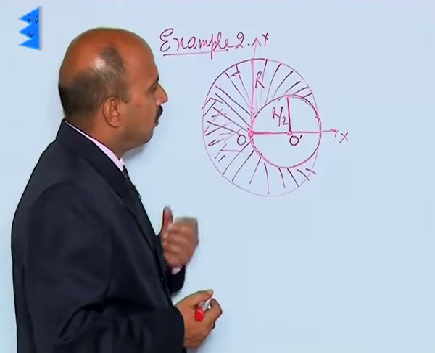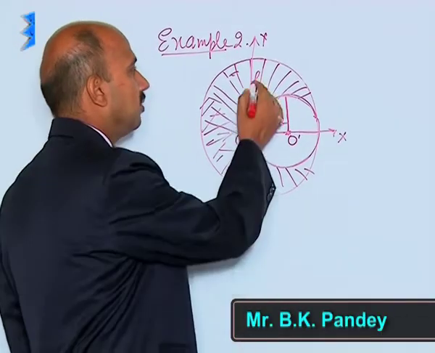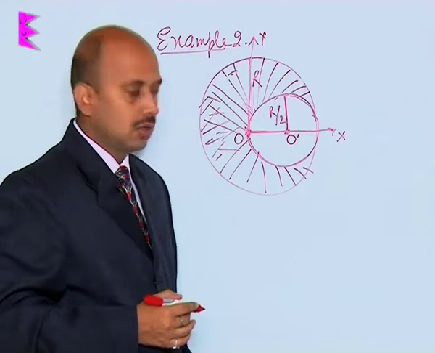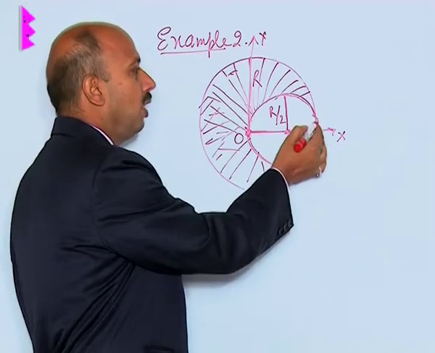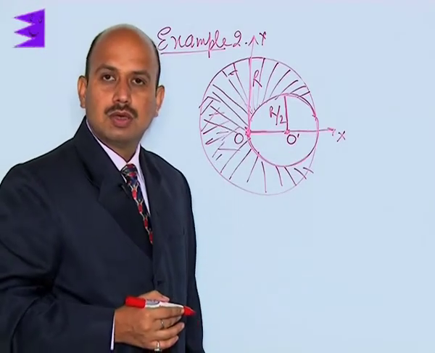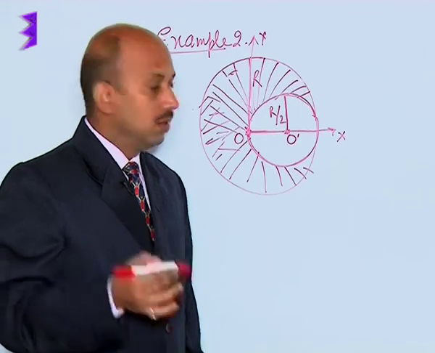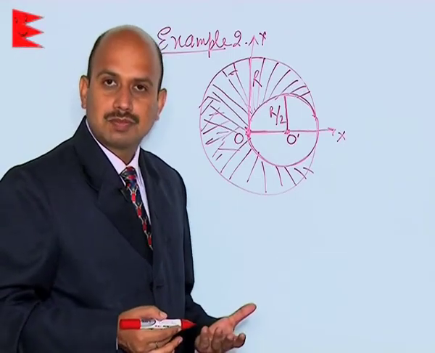Now see in this example, there is a big disc of radius capital R, and from this disc a small disc of radius r by 2 is removed. Then you have to locate the center of mass of the remaining disc.